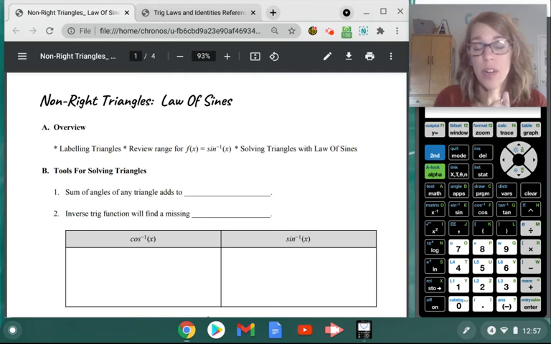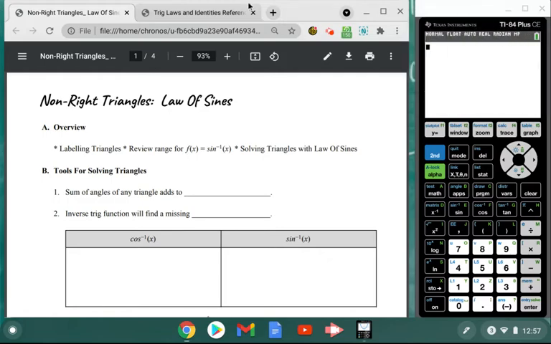In this video, we're going to look at solving triangles that aren't right triangles. We can still use the techniques that we learned in previous chapters, the sine, cosine, tangents, and the other trig functions, and apply those to oblique triangles, which are non-right triangles. In this video, we're going to be focusing on the law of sines. There's also a law of cosines.